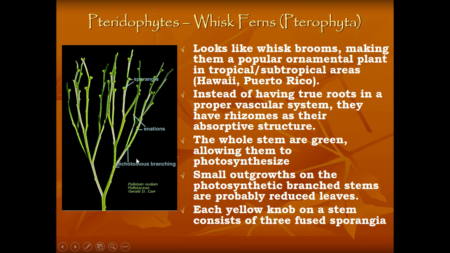So instead of having a true root and a proper vascular system, they also have a rhizome as their absorptive structure. The whole stem is very green, therefore allowing them to photosynthesize because they do not have leaves. The small outgrowths on the photosynthetic branch stem are probably reduced leaves. Each of the yellow knobs on the stem consists of three fused sporangia, as you can see over here.